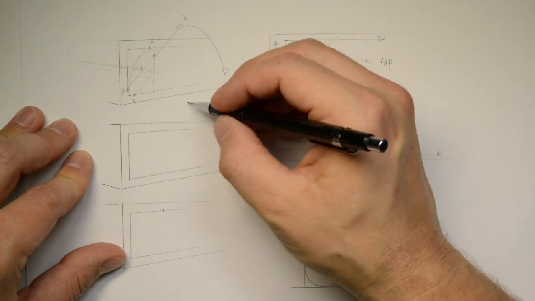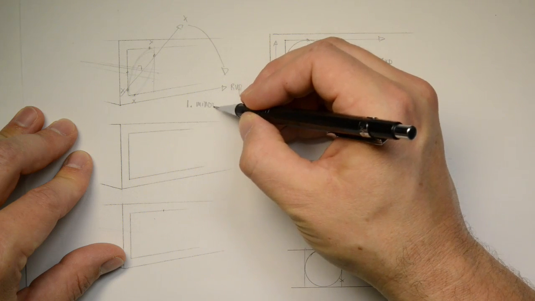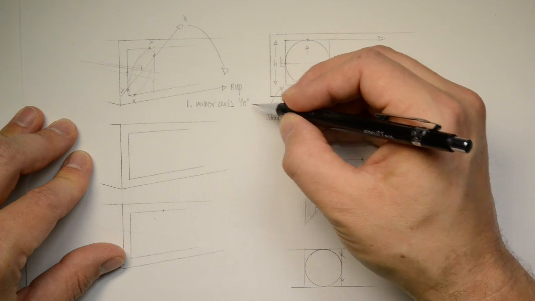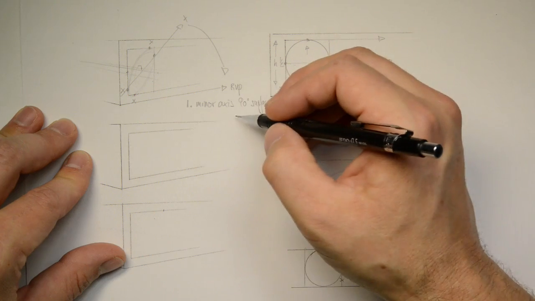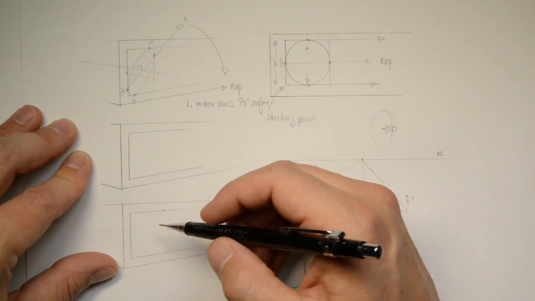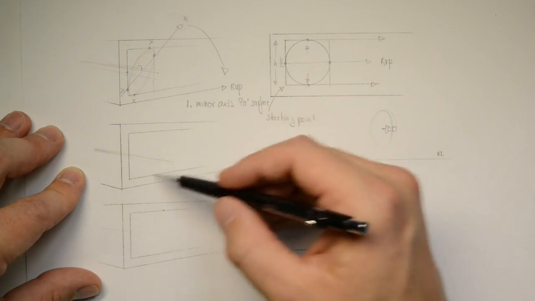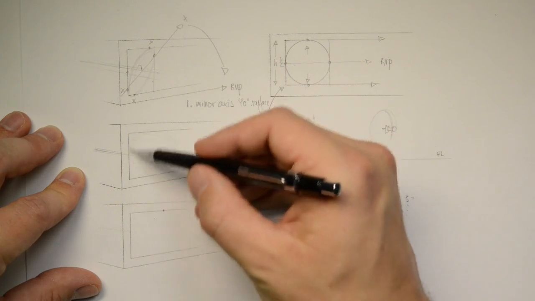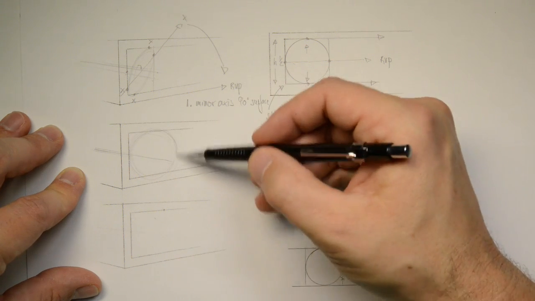I'll just repeat again. The first thing that you need to do is make sure the minor axis of the ellipse is 90 degrees to the surface. If this is not met, then don't even bother checking the other things. So let's do the whole thing again. I imagine the minor axis is somewhere in this direction, and we're drawing an ellipse in here. So let's check what's happening here.